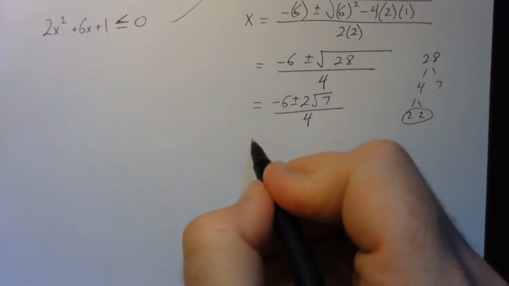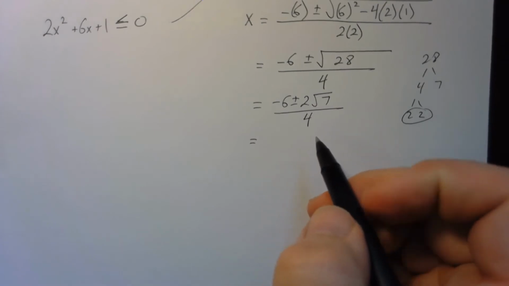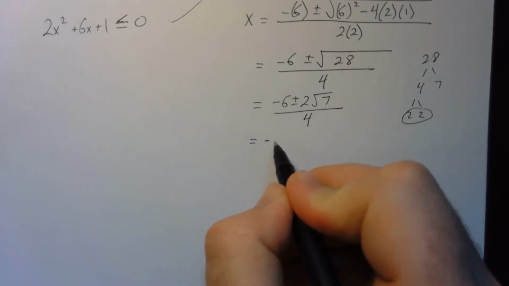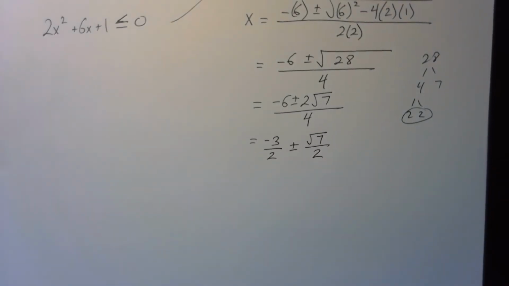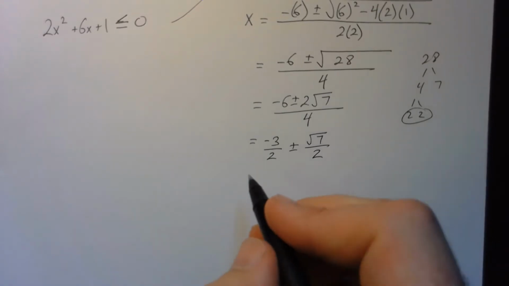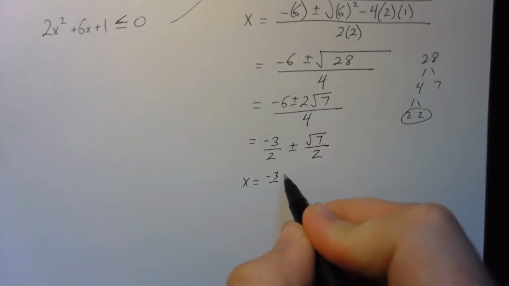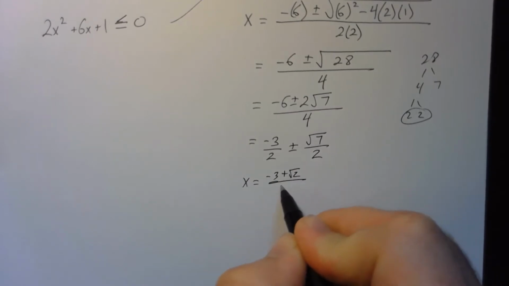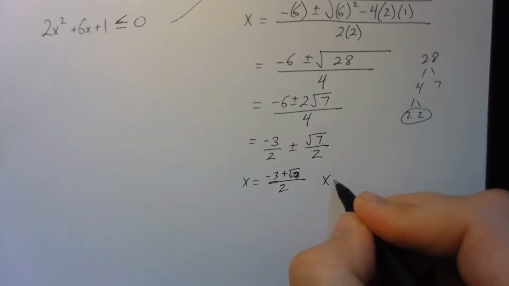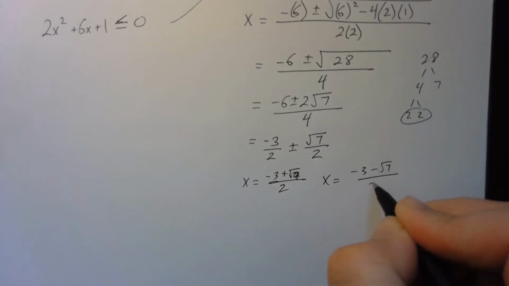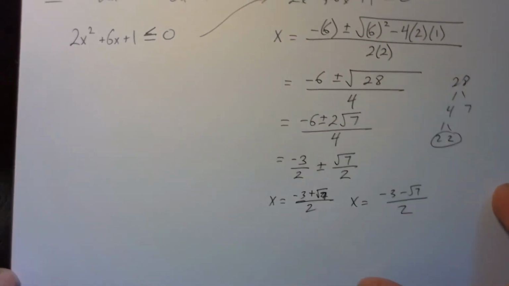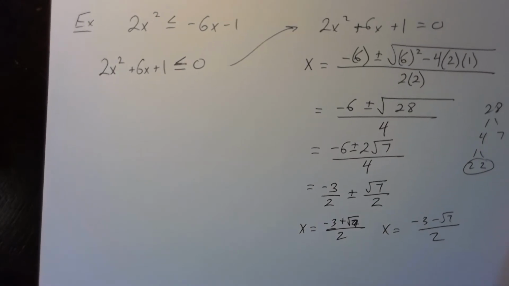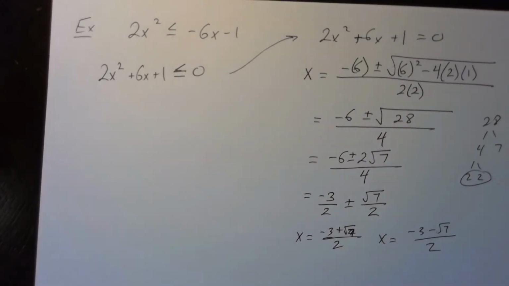I can then simplify this so that the fractions are as simple as possible. In this case, giving me negative 3 over 2 plus or minus radical 7 over 2. So you're looking here at some, again, obnoxious looking values, but these are the locations. The x value of negative 3 plus radical 7 all over 2. Sorry, that's a 7. And then x is equal to negative 3 minus radical 7 all over 2. Those are my two values where the inequality should potentially change its positive or negative sign. It doesn't have to change there, but those are the two locations where it could.